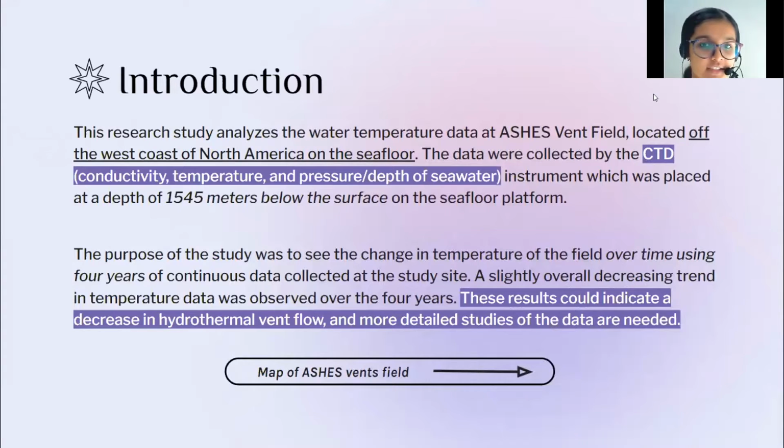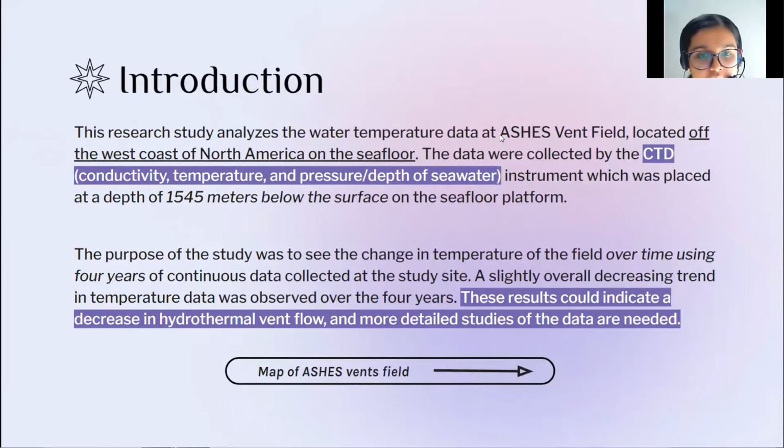Next. The field is located off the west coast of North America on the seafloor, and the instrument used for collecting the water temperature data is a CTD, which stands for conductivity, temperature, and pressure or depth of the seawater, placed 1,545 meters below the sea surface.